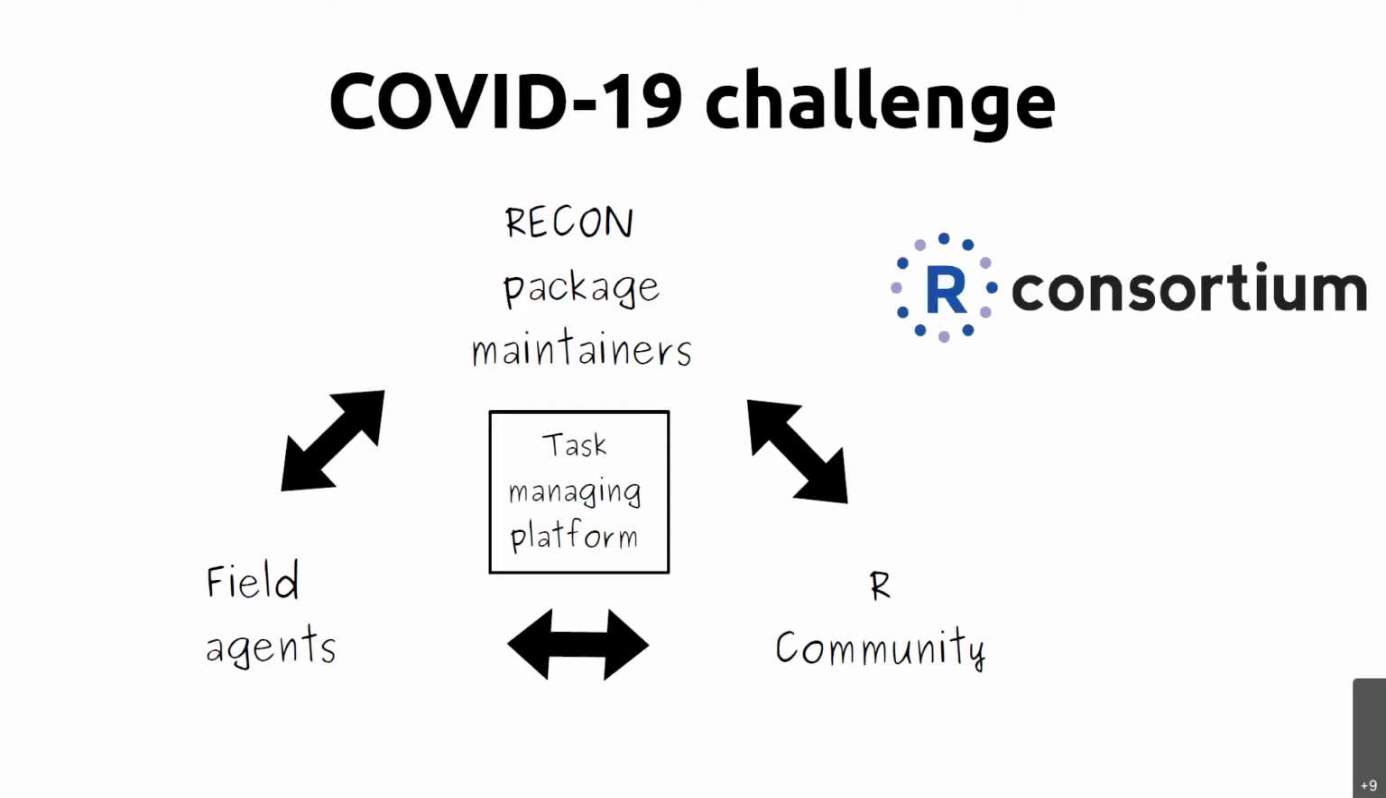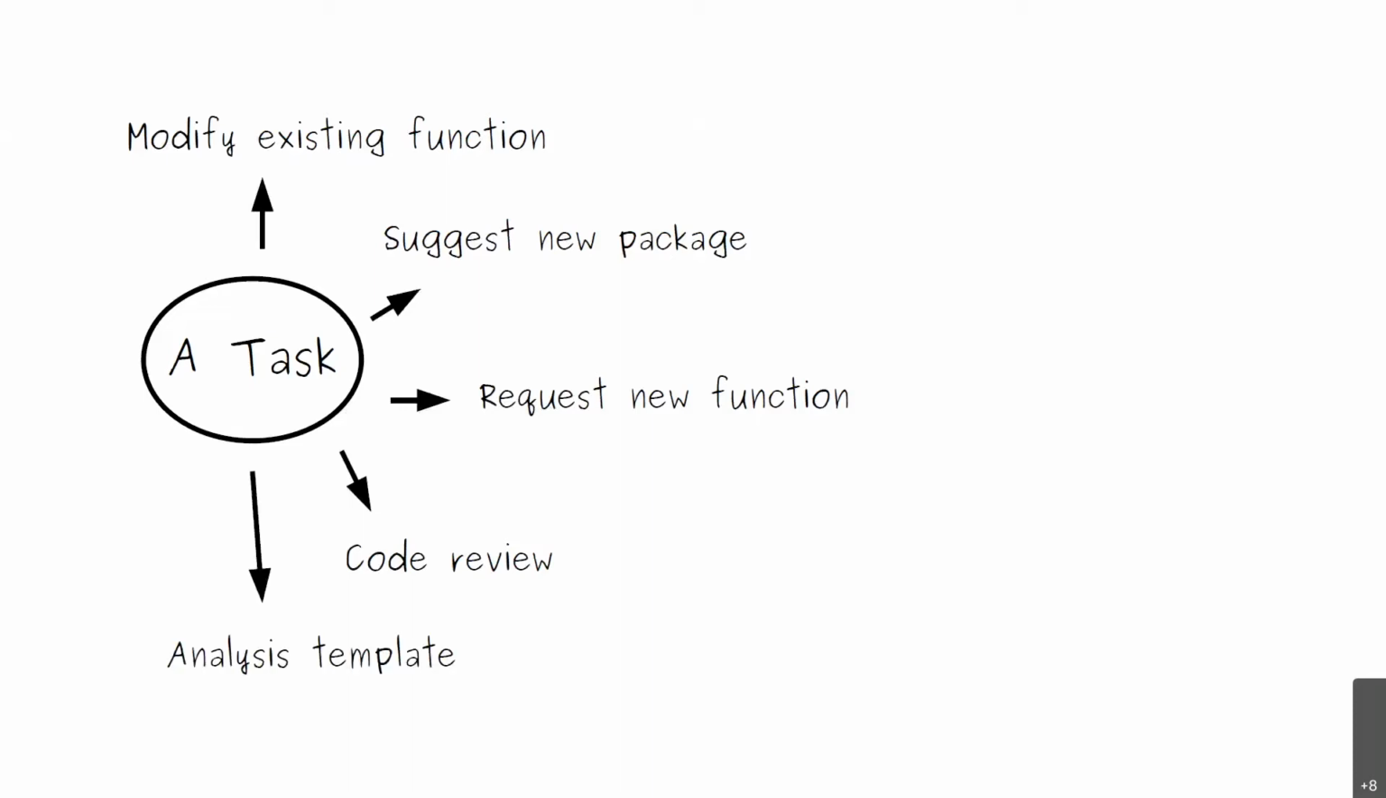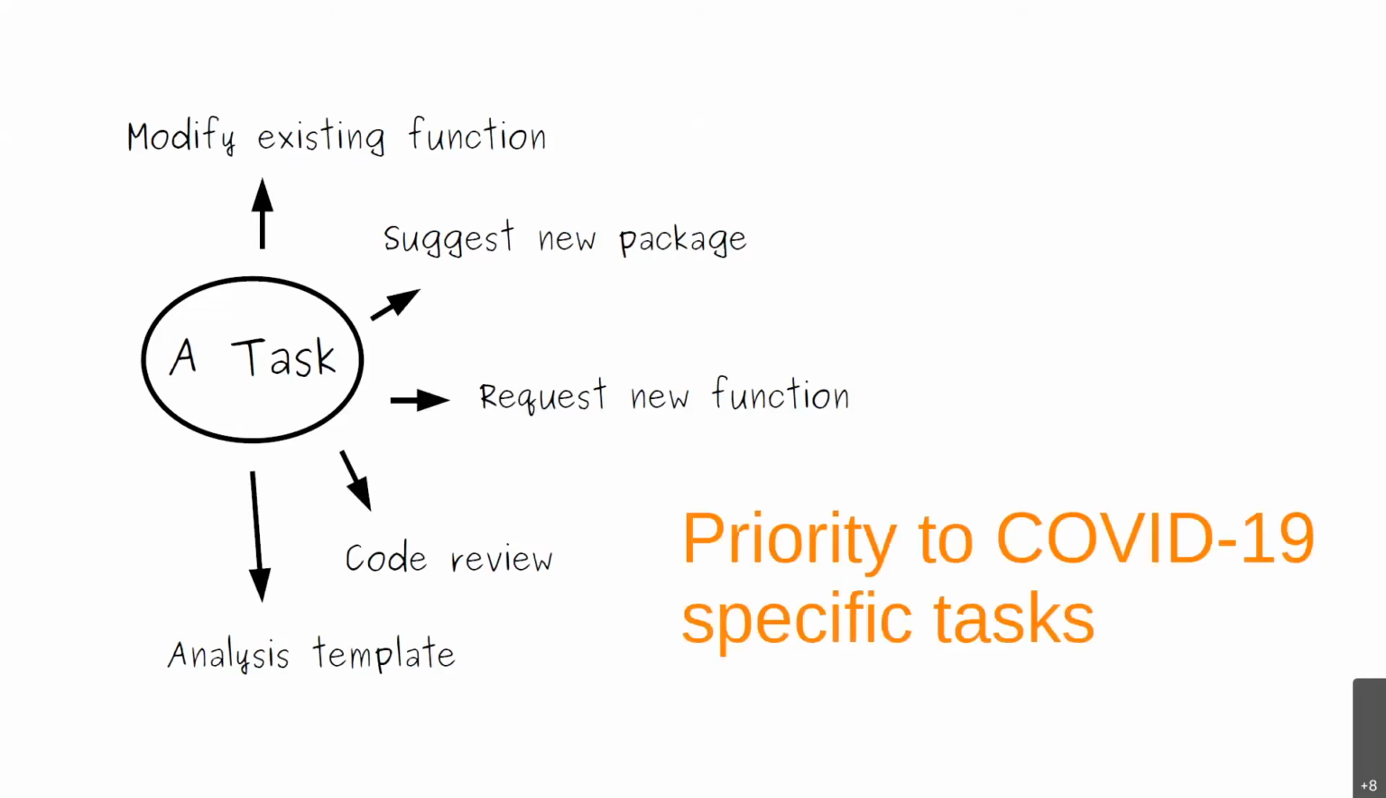So first, I need to define what a task is in this situation. A task is any specific need from a RECON user or developer. It could be modifying an existing function, suggesting a new package, requesting a new function. It could be asking for code review or an analysis template for the field. For now, priority will be given to COVID-19 specific tasks. But I'm saying for now because hopefully this tool will survive COVID-19 and will become a routine tool for RECON development.